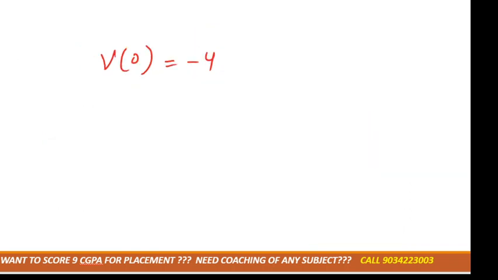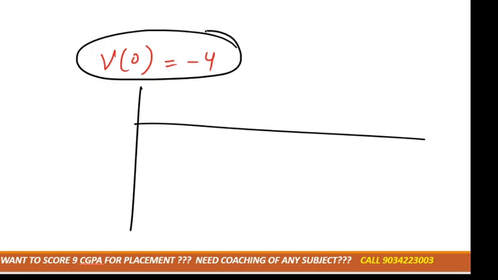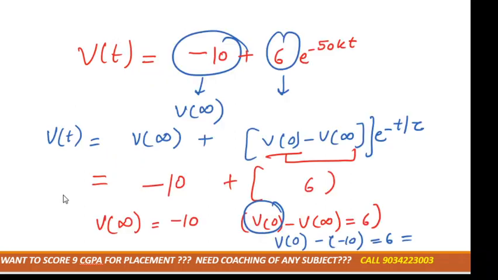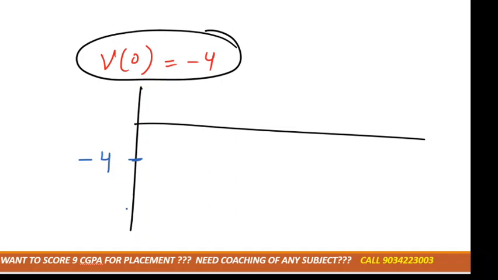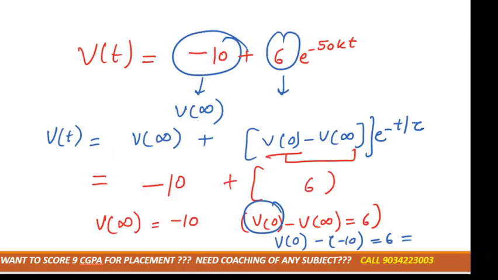So we have to draw the graph based on this. Initial value is how much? Minus 4. And final value is how much? Minus 10. So our graph starts from minus 4 and goes down to minus 10. Okay, got it?